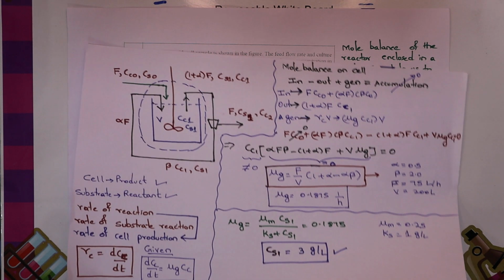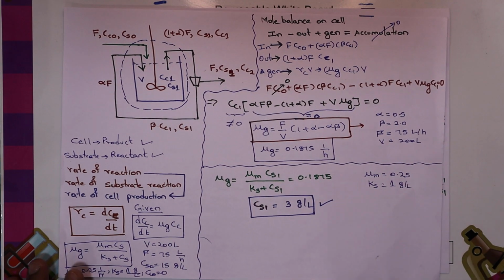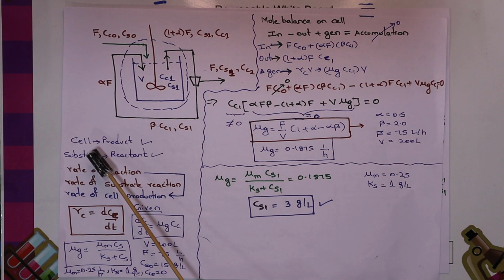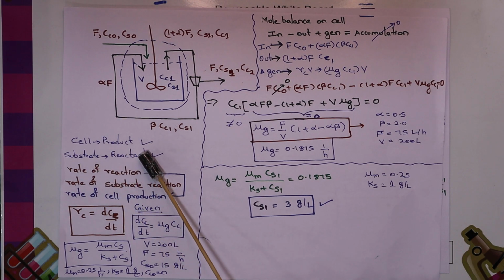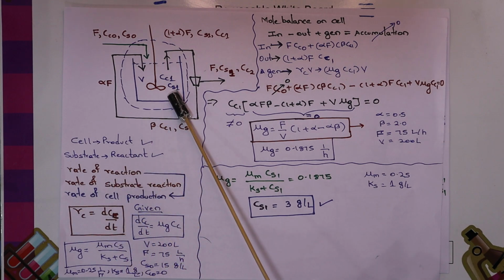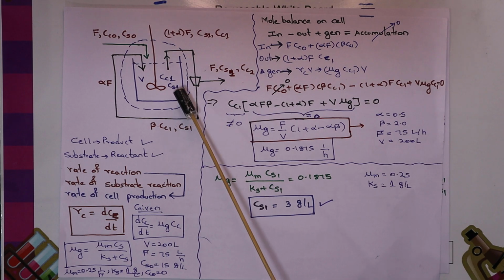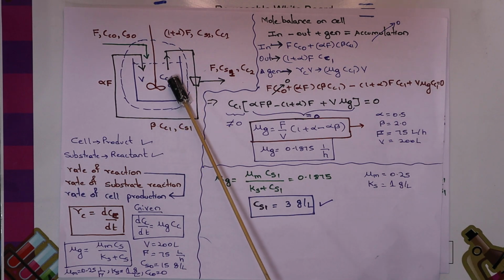Let us find a small approach. Here the cell is our product and the substrate, glucose, is our reactant. You can do either of two things: the mole balance on the substrate or the mole balance on the cell, because the information on the speed of reaction of the cells is given.